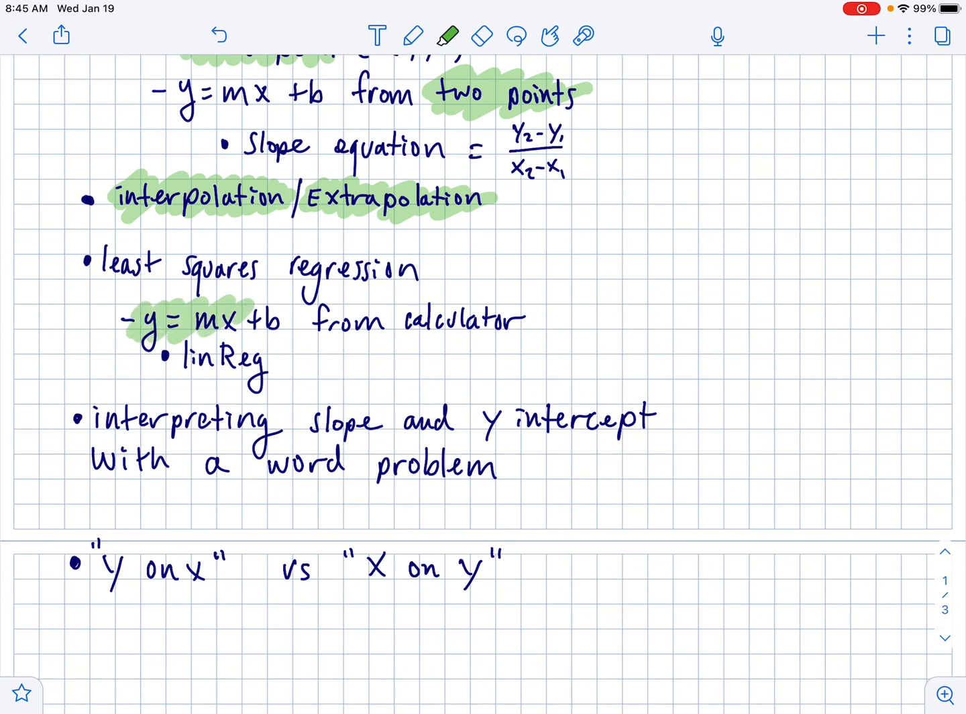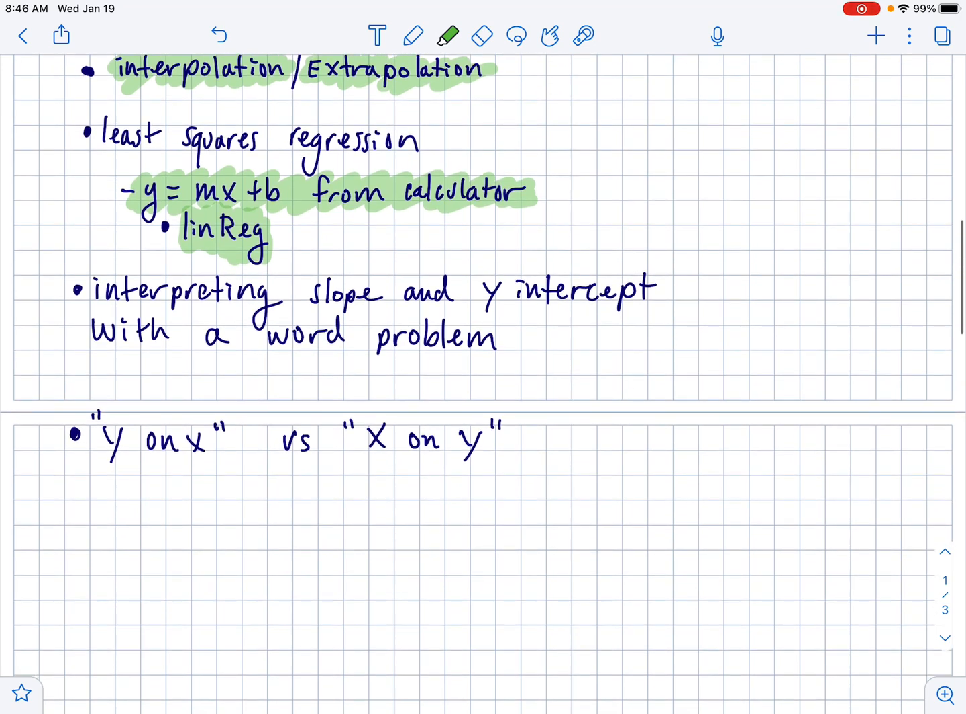Least squares regression means finding that line of best fit on a calculator. I posted videos about how to find it on a TI-84, 83. It's mainly using your LinReg. Remember that you can also find the Pearson's correlation coefficient from LinReg as long as your diagnostics are turned on.